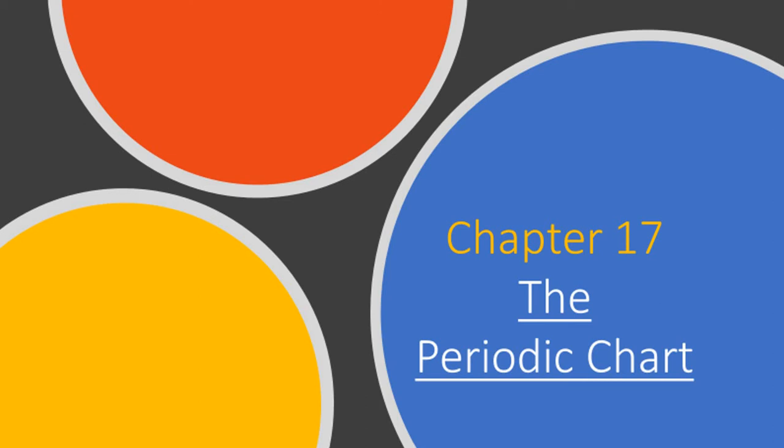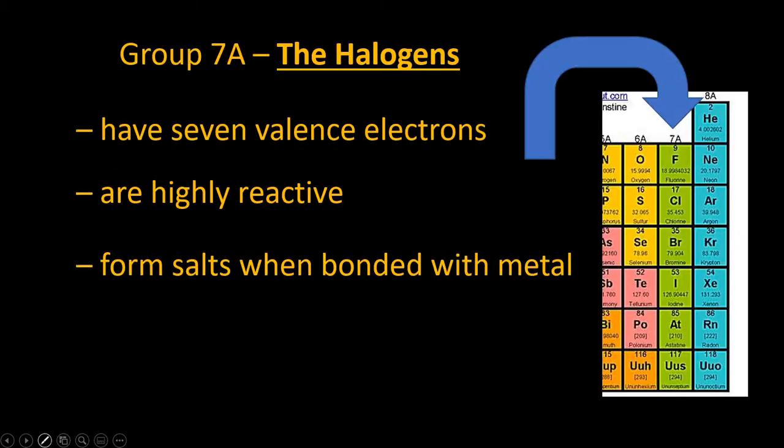Hello, ladies and gentlemen. I would like to welcome you back to studying the periodic chart. We have been studying specifically the structures of the periodic chart, going through the different regions and groups of the periodic chart. Today we are going to finish the last two groups of the periodic chart, and we're going to start with the halogens. You can see that they are from group 7A.